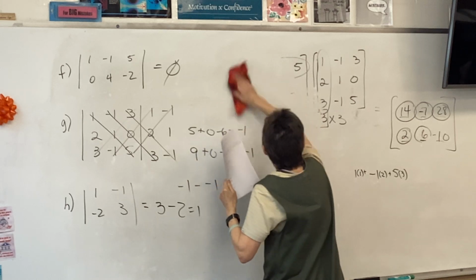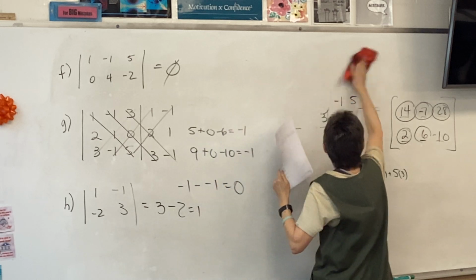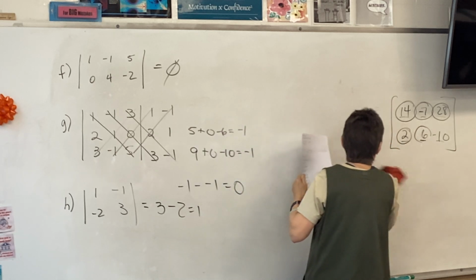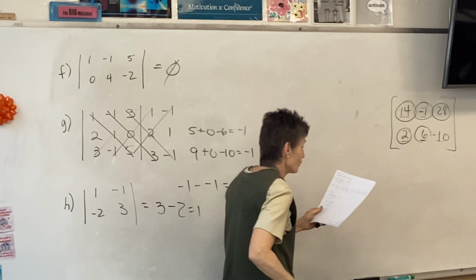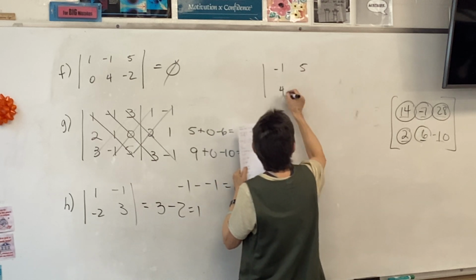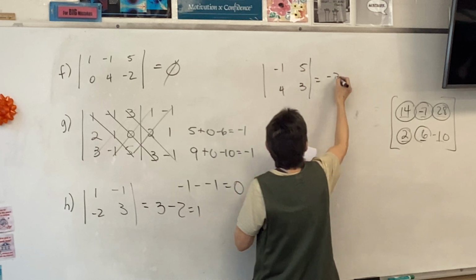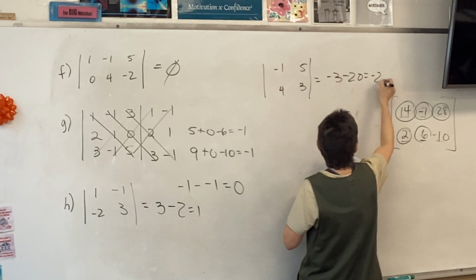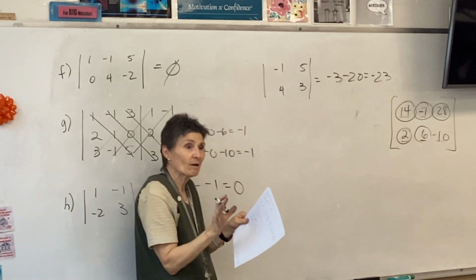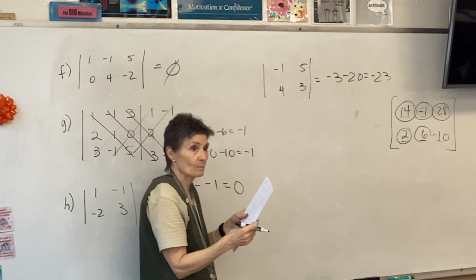Inverse. All right, so we've gotta find the determinant first. So first we're gonna find our determinant, and our determinant is, I got negative 23. Yeah, that's what I got. All right, we're gonna hang on to that number.